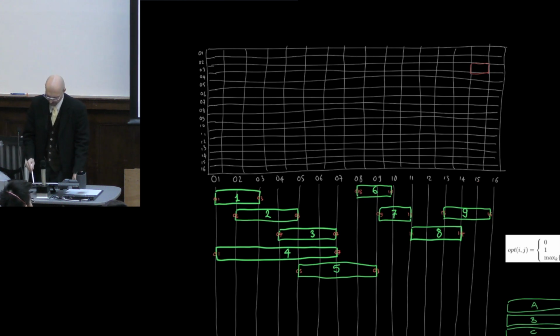So first of all, I consider things on the diagonal where it's just between 1 and 1. Well, there's no possible activities because the interval has 0 length. So all these things are going to be zeros.